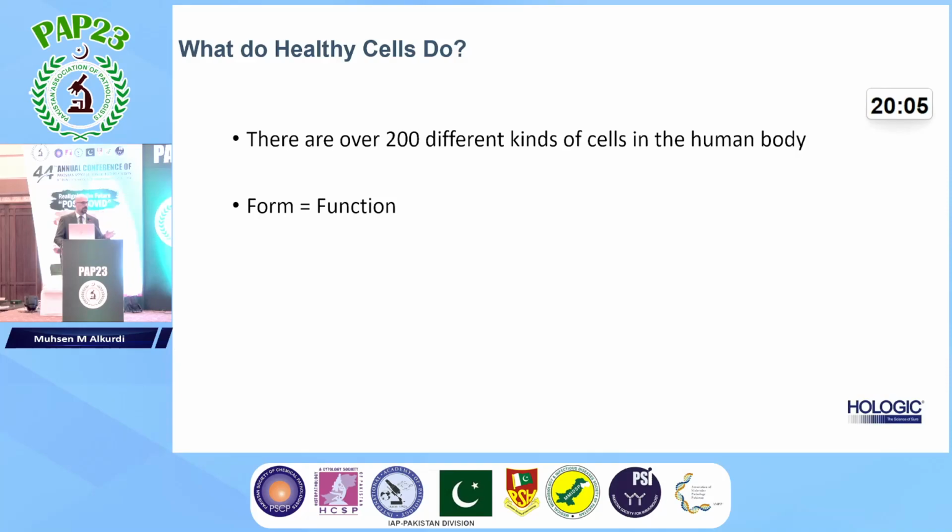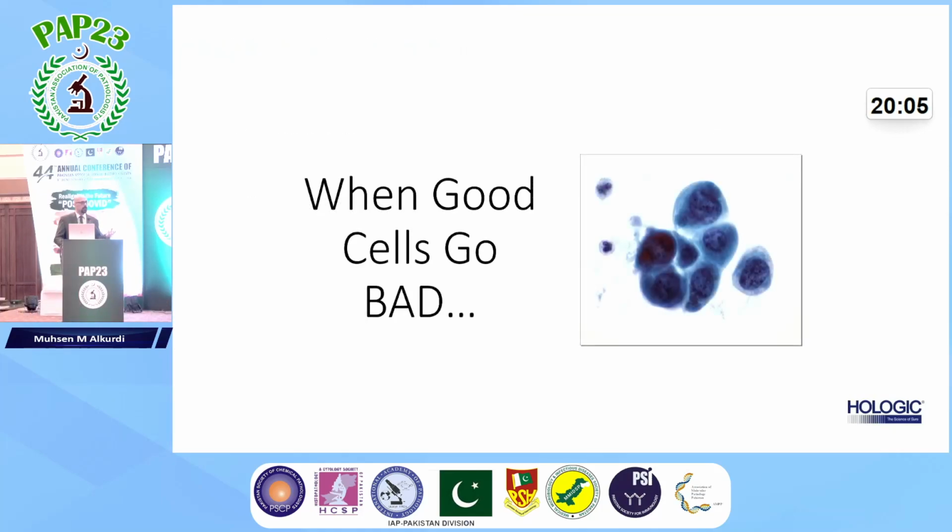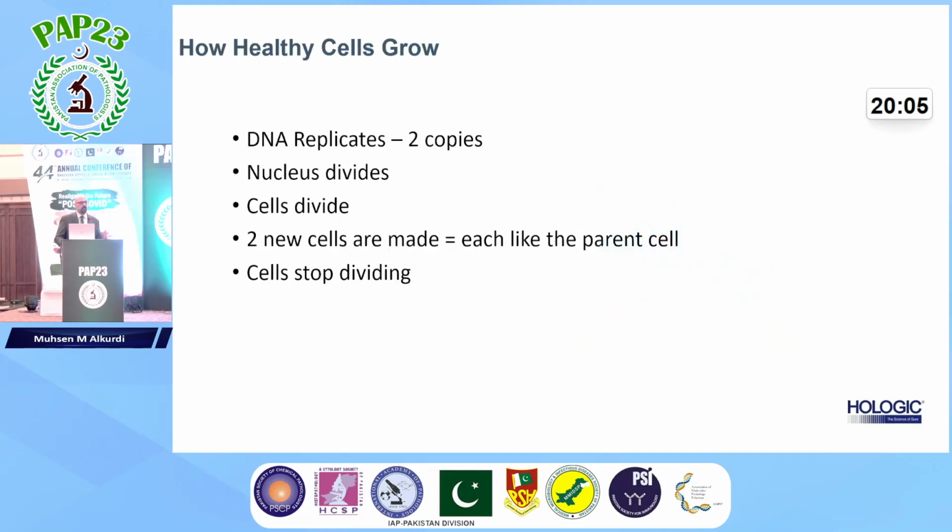The core of studying the human body, the pathology science, is to study cell morphology and to ensure that cells are doing their job. So we need to ensure and study when the good cells go bad. That is what cytology science is about. We all know that one of the major functions of cells in creating the human body or living things is cell growth and cell division.